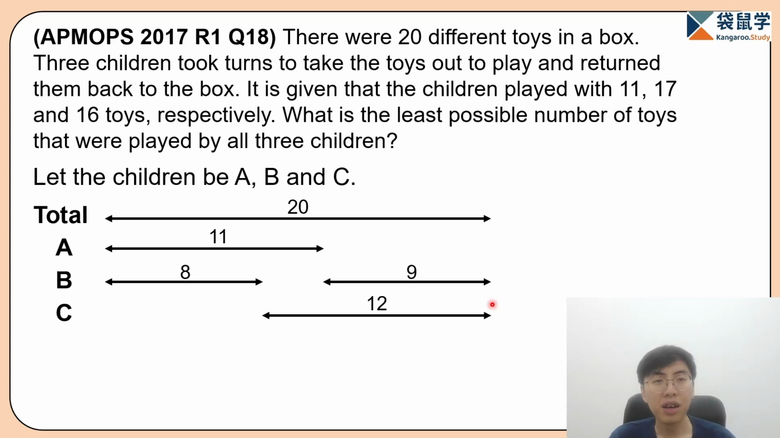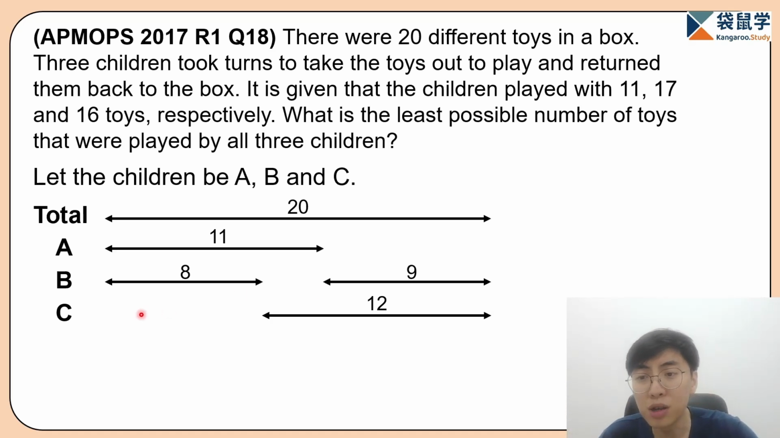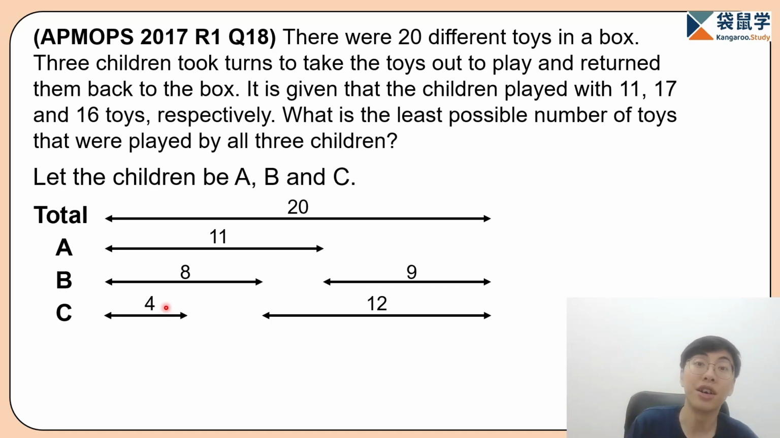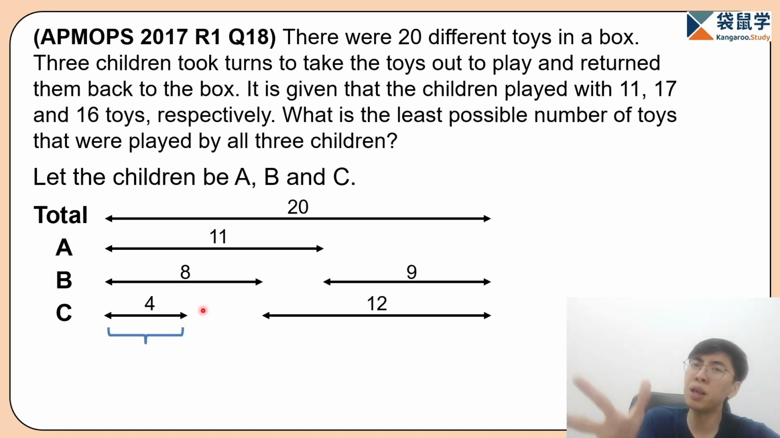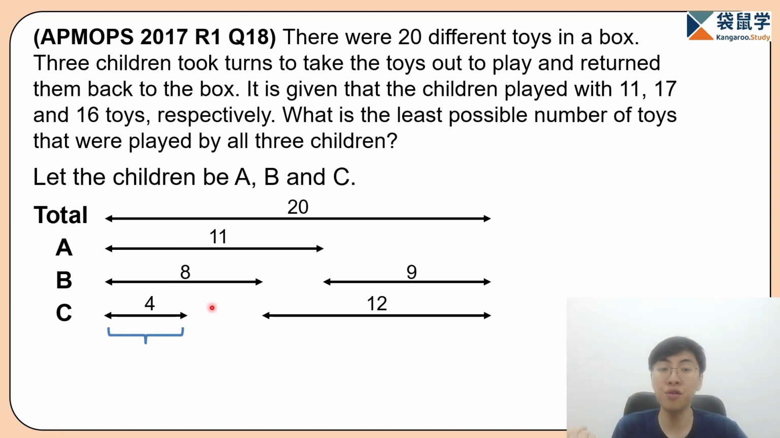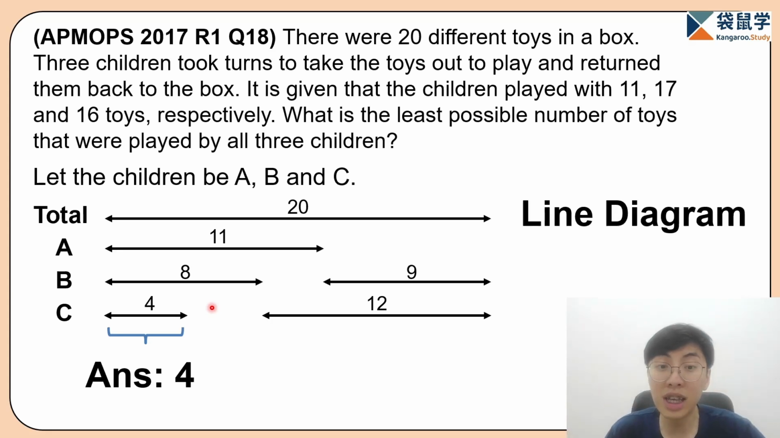So now, since he has to play 16 toys in total, what should we do? We should of course put another 16 minus 12, which is 4 over here. And we have obtained that for these 4 toys, they were played by all 3 of their children. So our answer is just 4. And this is what we call a line diagram. So this is one way of solving this question.